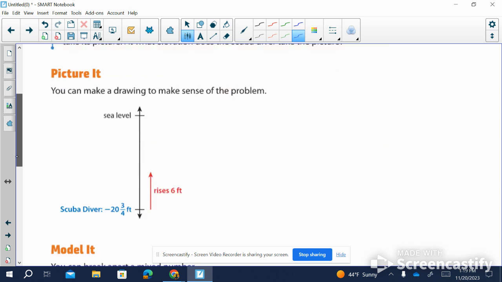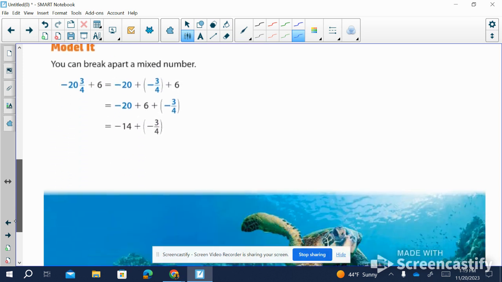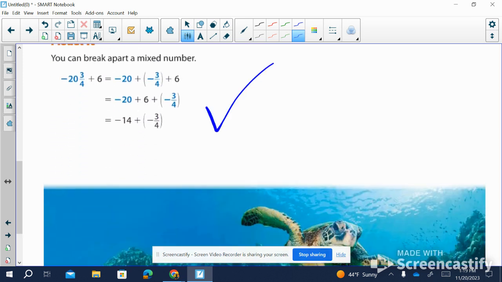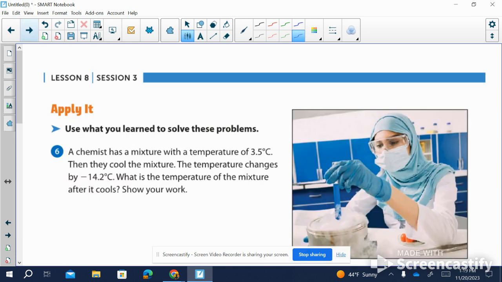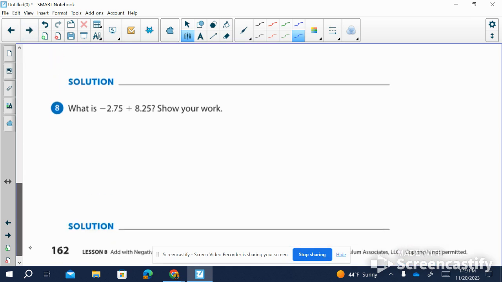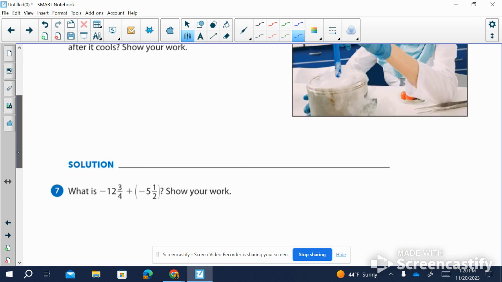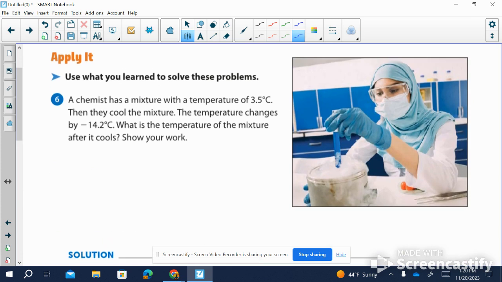As you can see, they showed using a number line. Oh, and they used the way that I used as well, breaking up. Let's go on to page 62. And let's look at number 6.